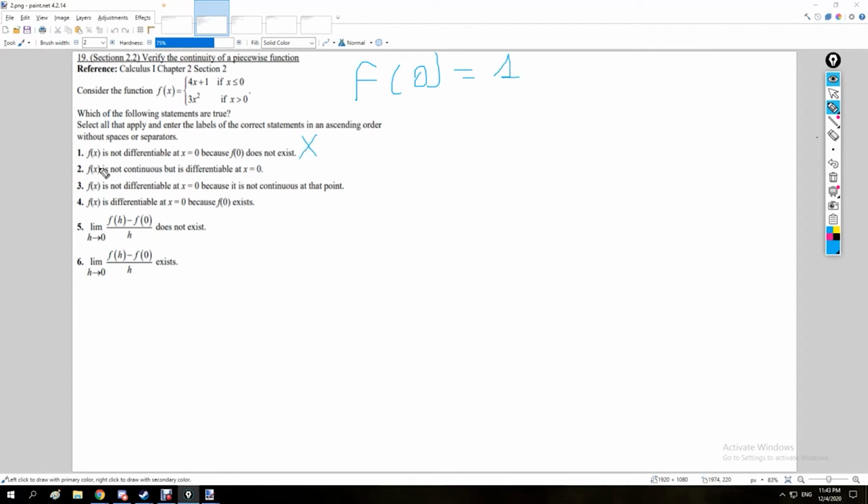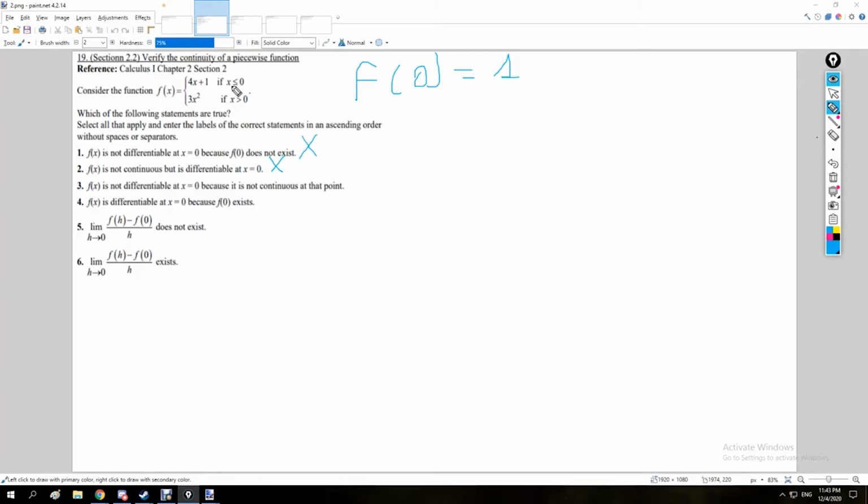Number 2, f of x is not continuous but is differentiable at x equals 0. This is impossible because for a function to be differentiable at a point, it first has to be continuous at that point. So number 2 is also wrong. Now number 3, f of x is not differentiable at x equals 0 because it is not continuous at that point. We have to actually check this.